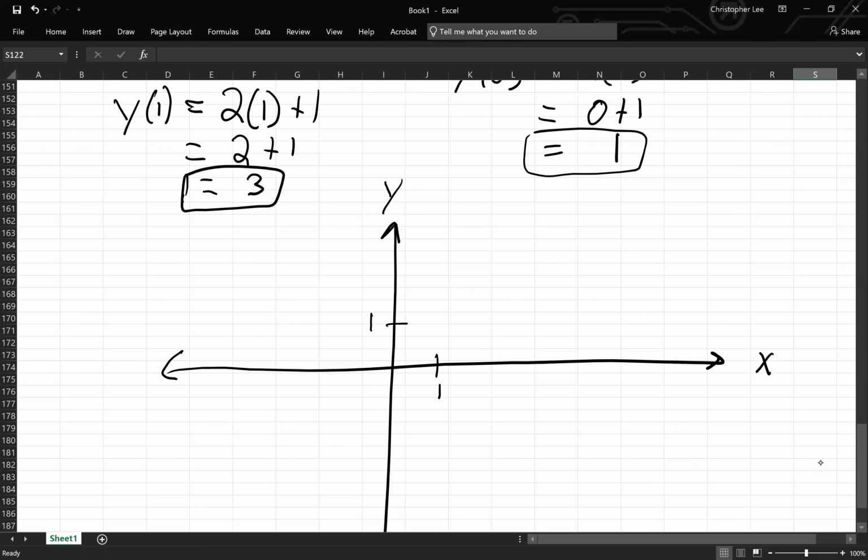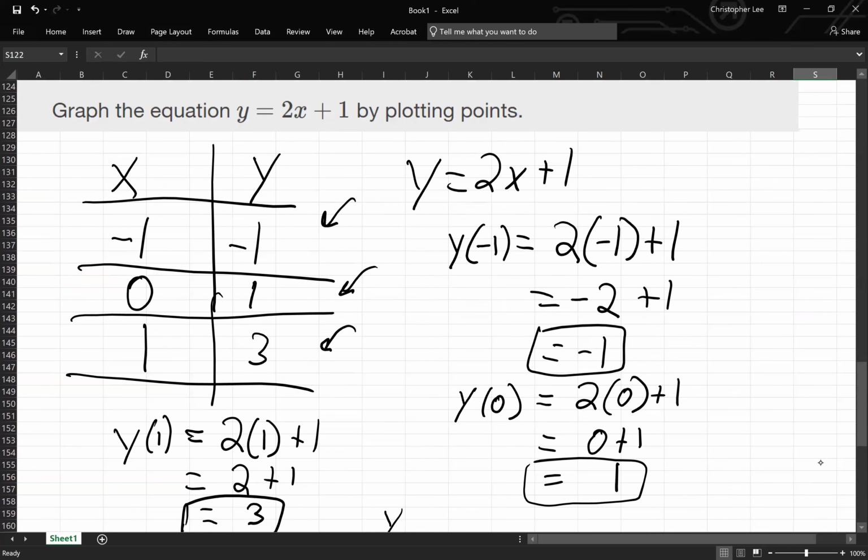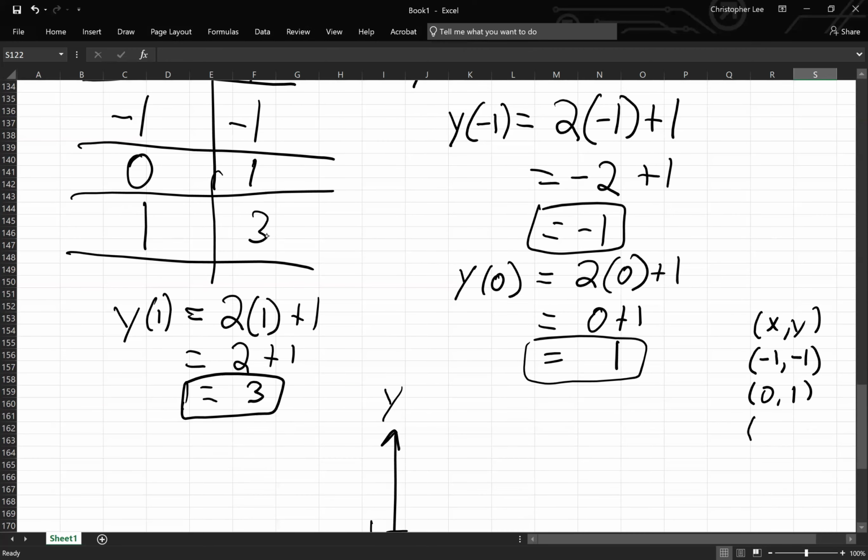Let's get back to what we want to plot. I'm going to plot these 3 points, right? My first point is what? It's -1, comma, -1. Let me put it right here. This is my first point, -1, comma, -1. My next point is what? 0, comma, 1. And the point after that is 1, comma, 3.